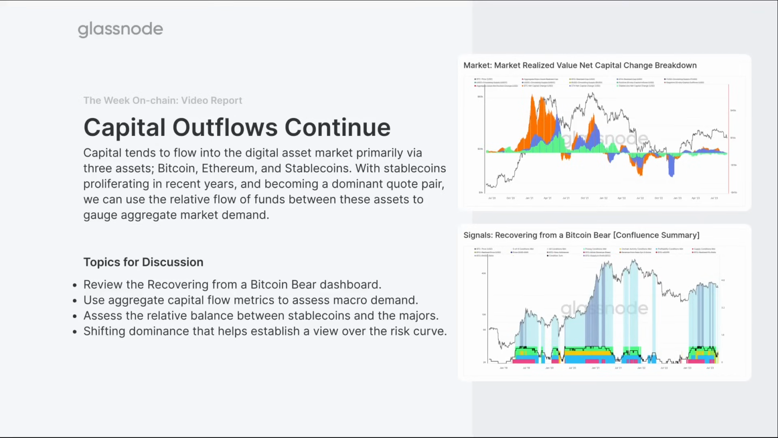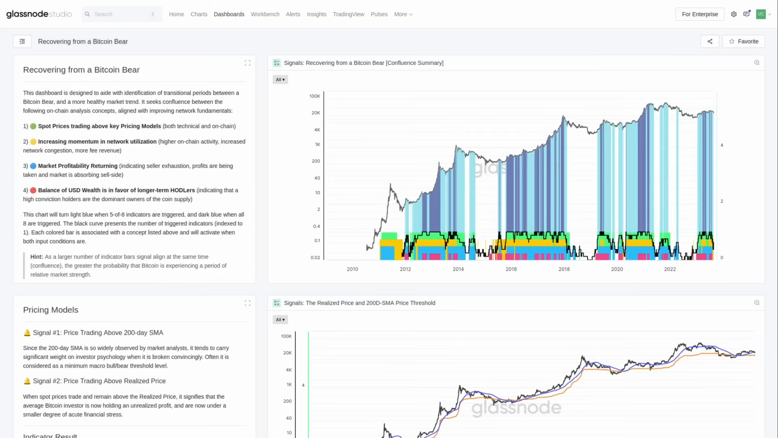So let's get stuck into our analysis for the week. Okay, so as I mentioned, we're going to start in our recovering from a Bitcoin bear dashboard. Now, you will find this underneath signals in the dashboard, because what we're really trying to do here is bring together a series of different metrics across different regimes of the Bitcoin economy.